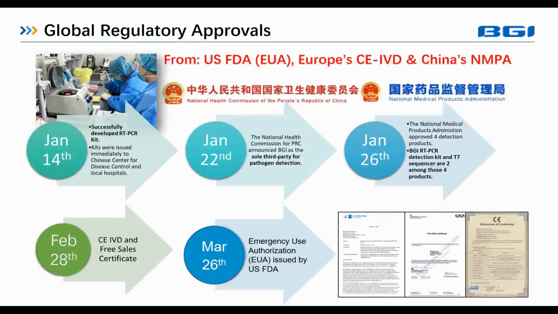Prior to FDA EUA approval, our COVID-19 detection kit already received other regulatory approvals. On January 26, China National Medical Products Administration approved 4 detection kits. BGI's kit is one of them. On February 28, our kits also received CE, IVD, and free sales certificate for the Europe region.